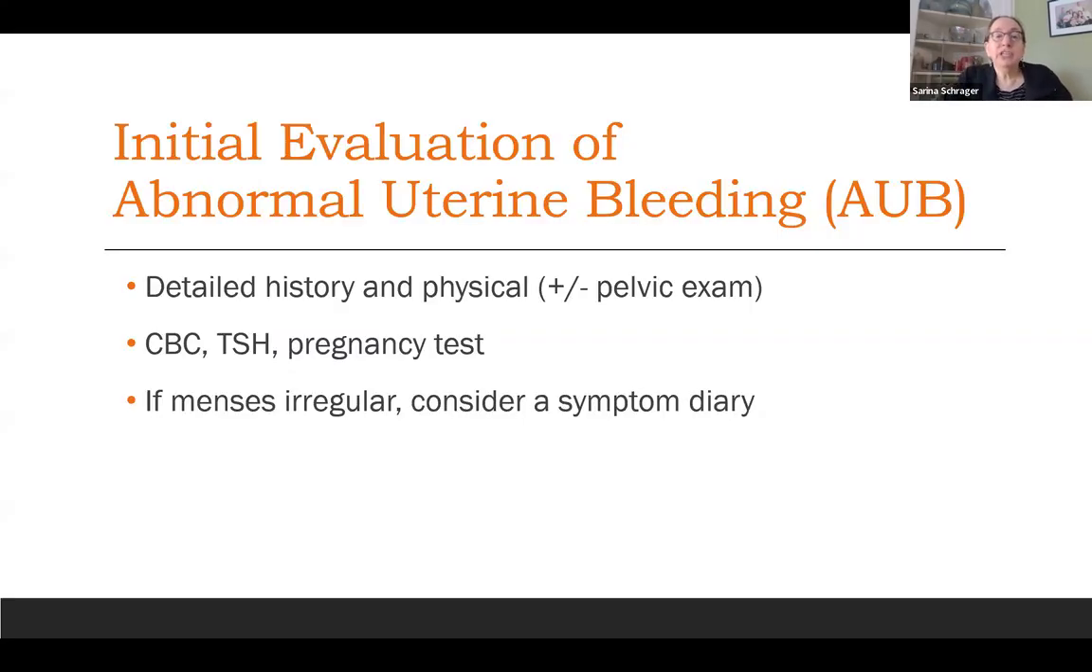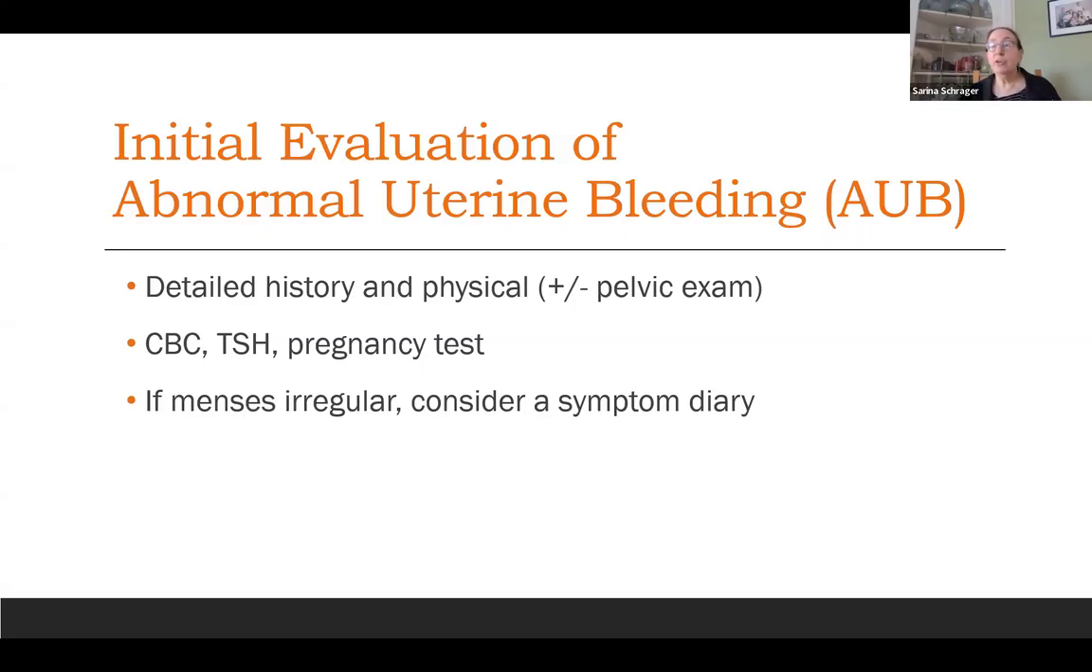Your initial evaluation of abnormal bleeding in an adolescent will start with a detailed history and physical. You don't necessarily have to do a pelvic exam at this point, because you're not really going to gain much, and for a lot of young women, that can be a big barrier to getting care. Most of the time, you'll look at a CBC, a TSH, and a pregnancy test.